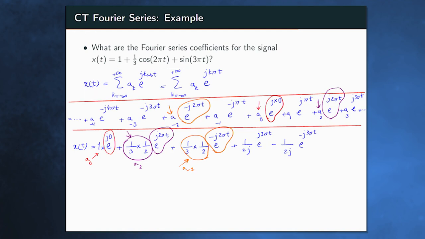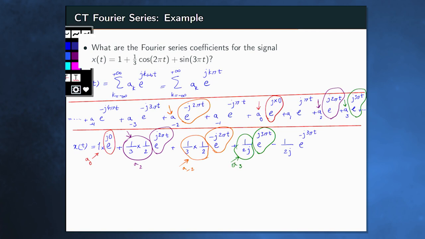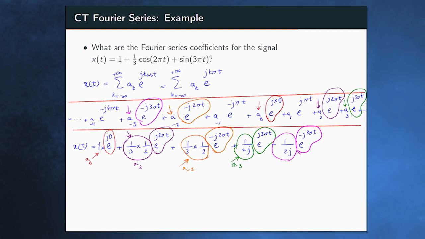Continuing the same way, e to the j 3 pi t is here. So this coefficient is a sub 3. And then this one, e to the negative j 3 pi times t, is the same one as in here, and then this coefficient is my a negative 3.